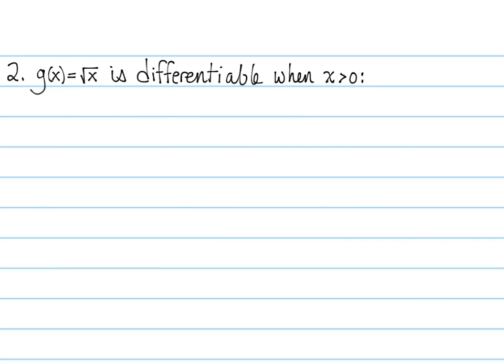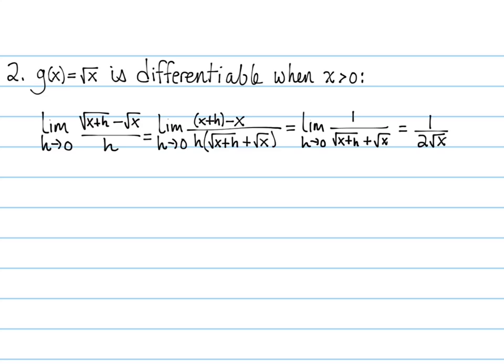Now here's g of x as radical x. This is differentiable for any positive value of x. So if we take the limit, and I've gone ahead and skipped a couple of steps between all of these equal signs, but go back, review how to take the derivative, we multiply top and bottom by the conjugate, and we cleverly eliminate a bunch of things. And we get that the derivative of radical x is 1 over 2 radical x.